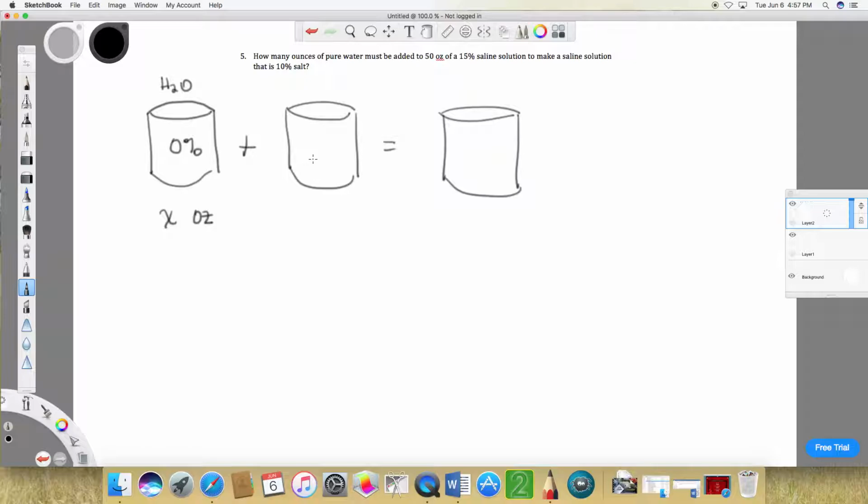Must be added to 50 ounces of a 15%, 50 ounces. And this water dilutes this 15% down to 10%. And by adding these two volumes together, these two containers, we have a total number of ounces of x plus 50.